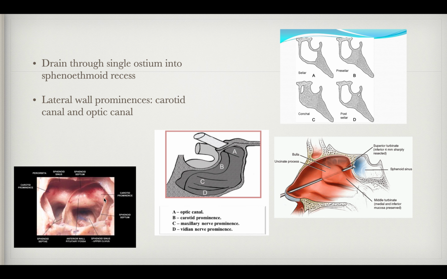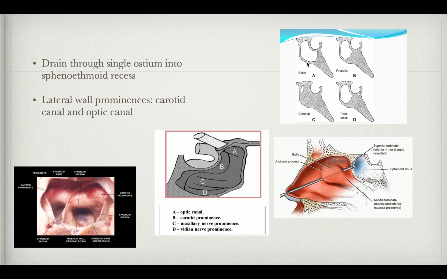So you can see here's the carotid prominence, here's the sphenoid septum, here's the sphenoid sinus, sphenoid septa, anterior, this is the pituitary, so you can see here, and the upper clivus. Here's the bulla, middle turbinate, and then this pin going through it is going to be the ostium that drains it, the sphenoethmoid ostium.